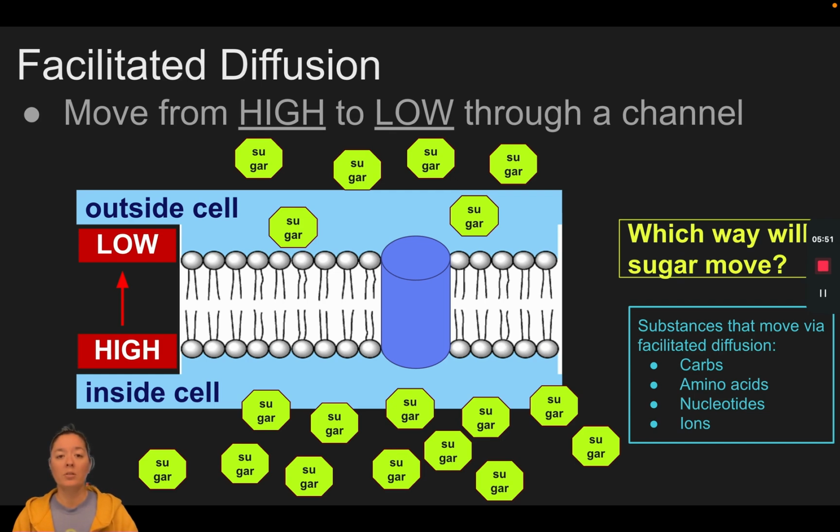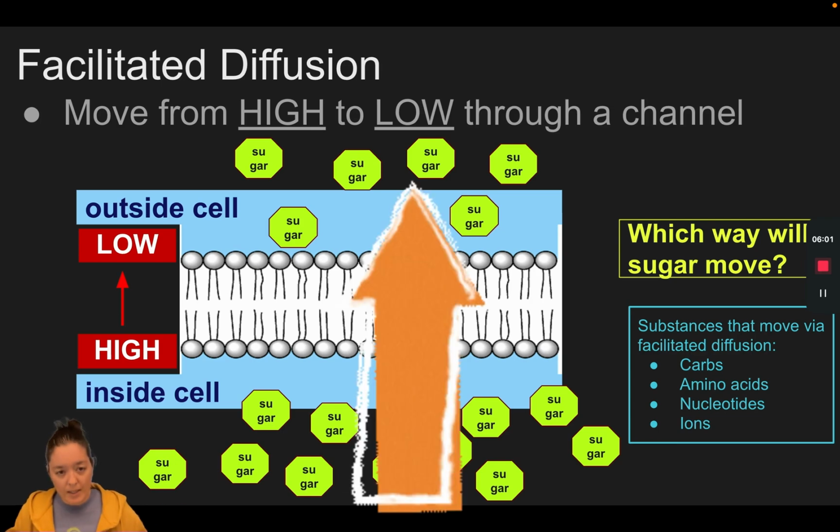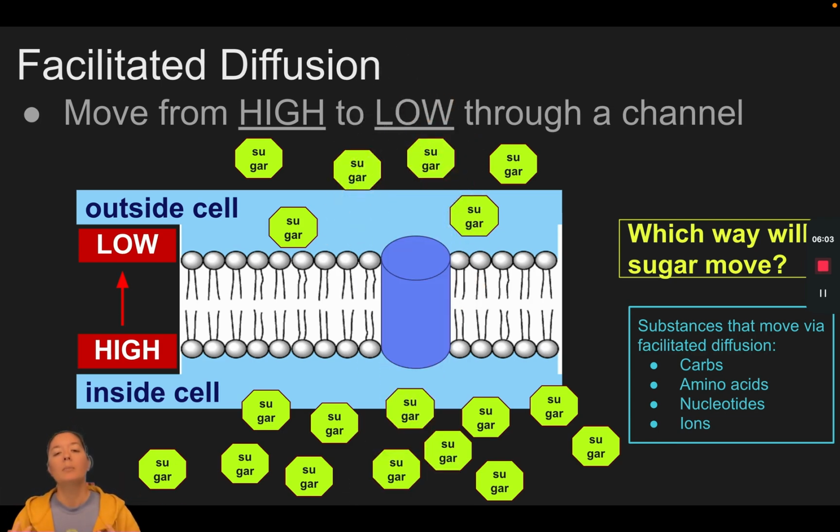So, for example, sugar needs that facilitated diffusion, going from high concentration inside the cell to the lower concentration outside the cell. It's going to move from inside to outside because we want to even out those concentrations. Other substances that move through facilitated diffusion are carbohydrates, like sugars, amino acids, which are fairly large, nucleotides, and ions. Those are all great examples of things that need the protein channel to help get them through the membrane.